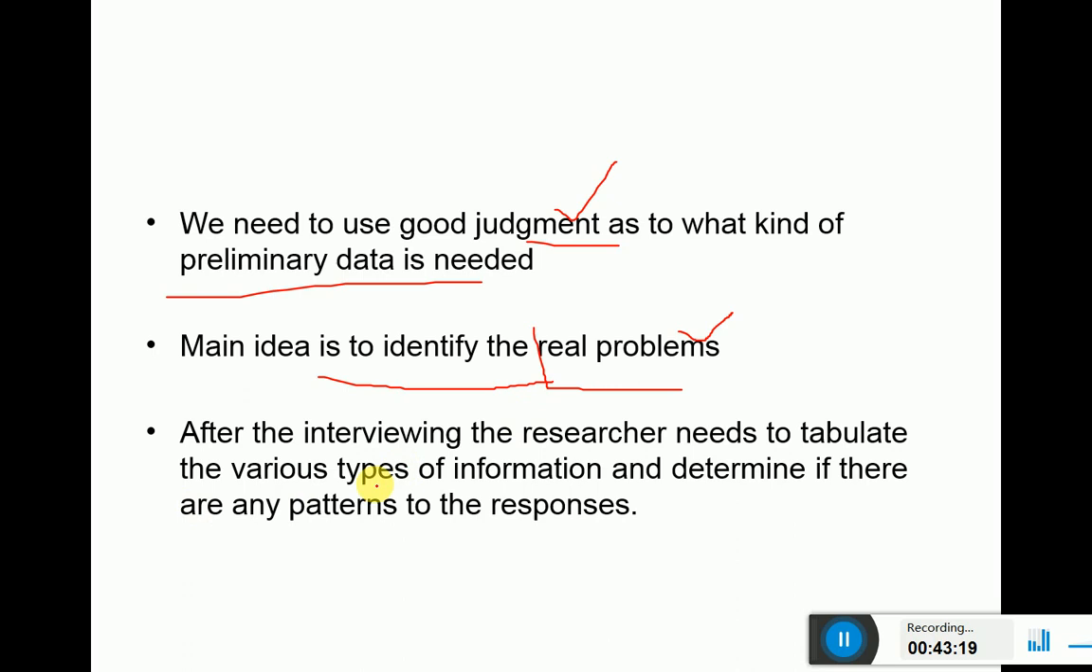After the interviewing, the researcher needs to tabulate the various types of information and determine if there are any patterns to the responses or not, simply stated.